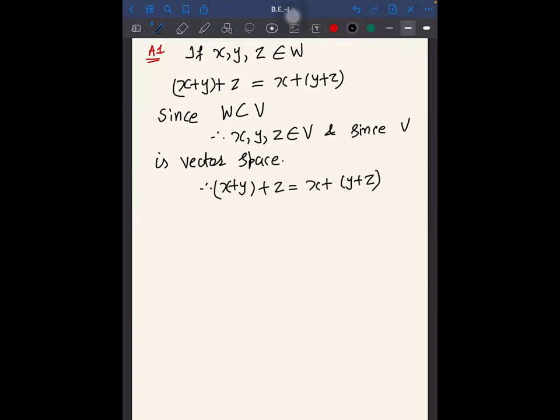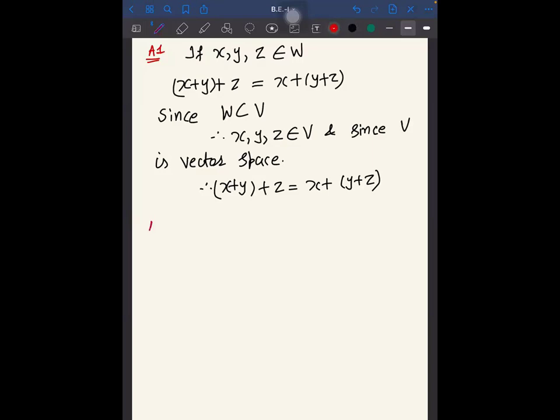Yes, you're with me? Yes, sir. Is it fine? So basically it is carrying the properties. See, X, Y, Z are going into W, but they already have these properties. Just because of the blessings of V, they are already satisfying the associativity law. So if they are sitting in W, they'll also satisfy the same law. Yes, sir.